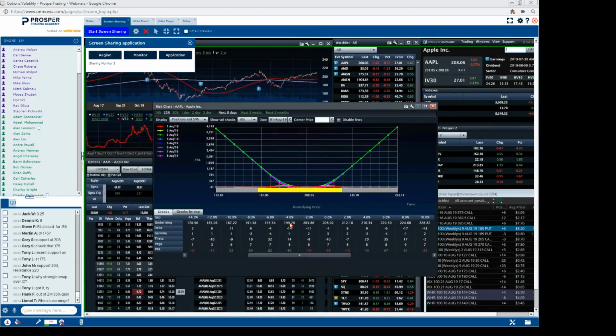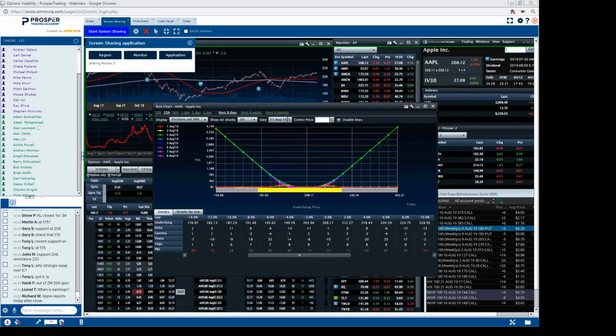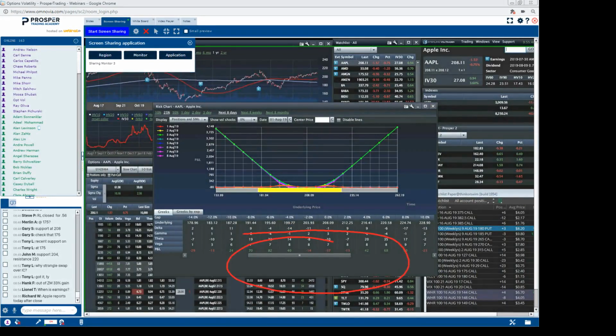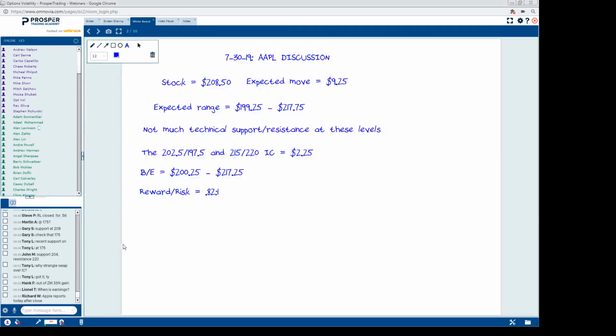This isn't so bad. If we wanted to look at both sides, okay, we certainly need a move, right? The worst thing that could happen is for the stock to stand still. But this is not bad in terms of a strangle swap. So this is the, let me put this up here. 195, 220 strangle swap.